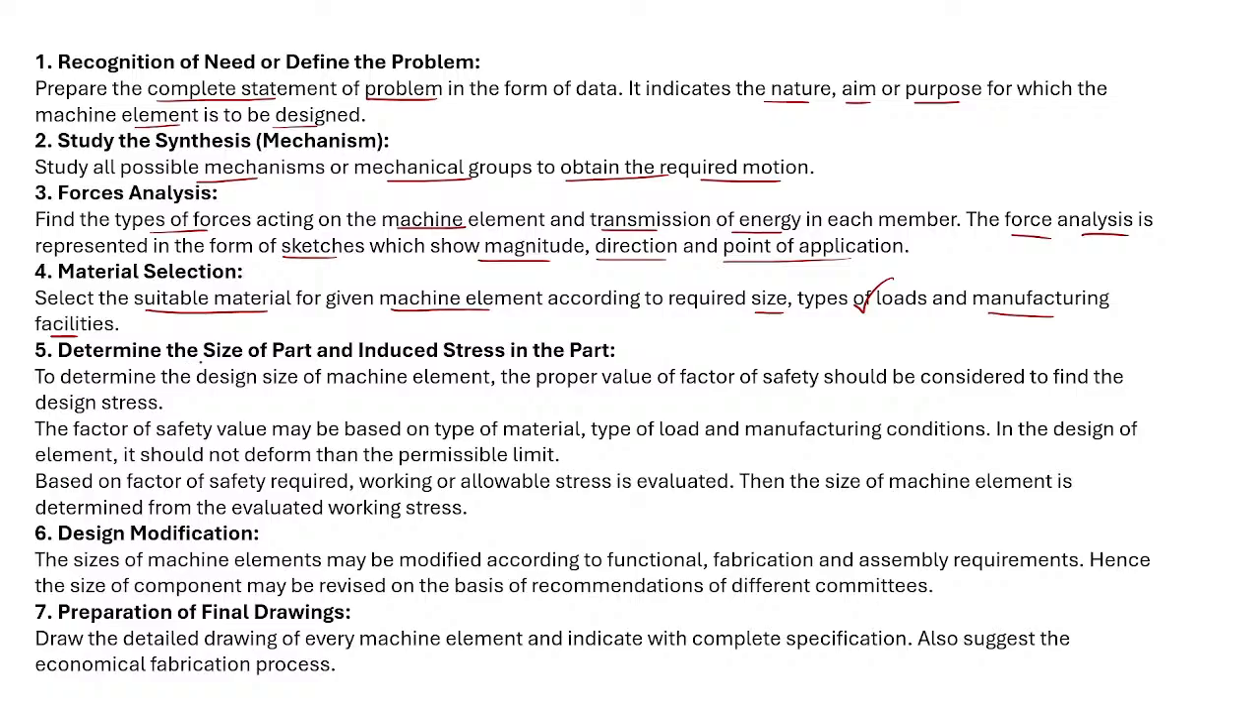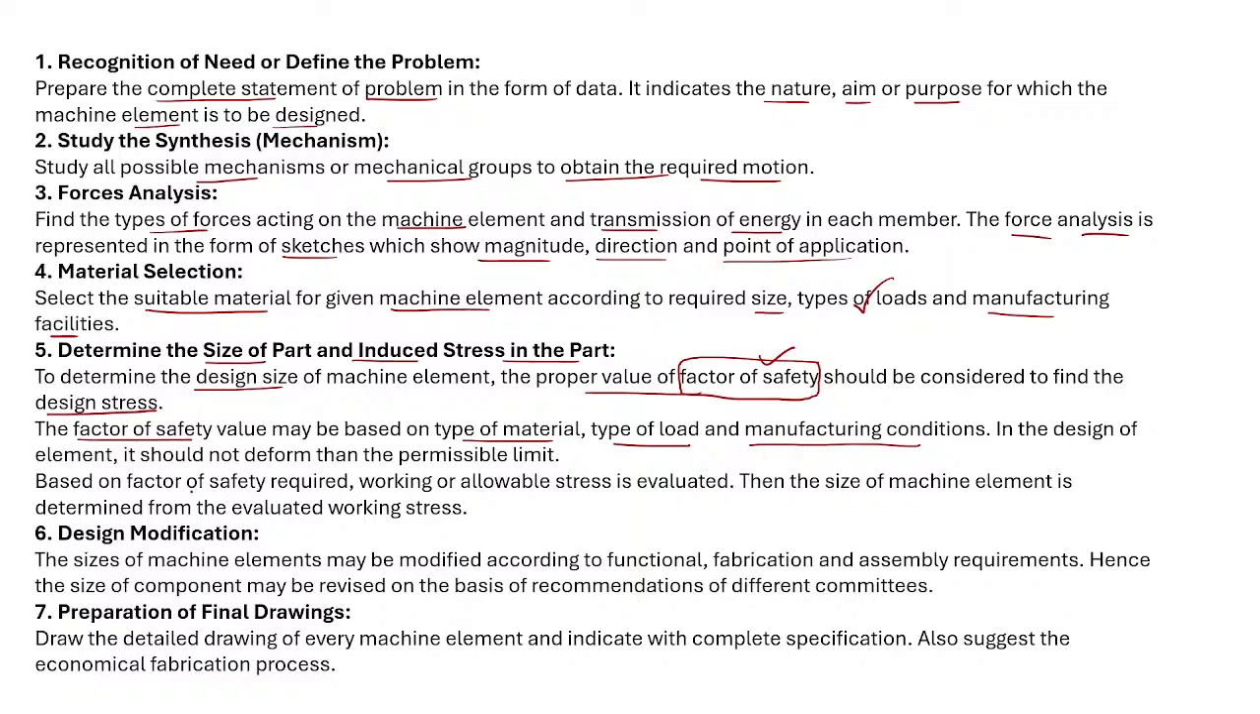Next is the determination of the size of the part and induced stress in that part. To determine the size of the part, the proper value of the parameter called factor of safety should be considered in the design stress. And the factor of safety is based on the type of material, type of load, manufacturing conditions, and whatever manufacturing process is available. Based on that, the factor of safety is decided.